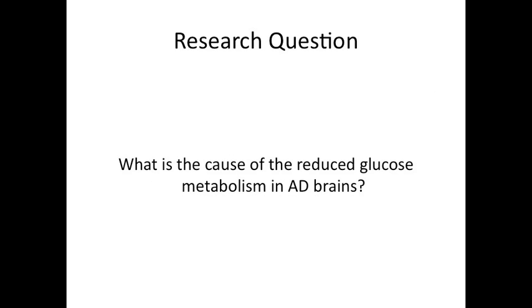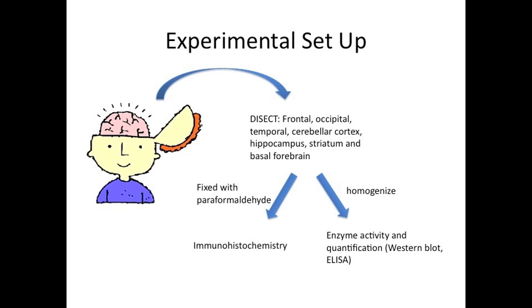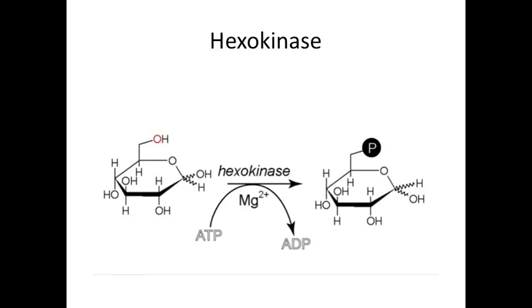This now brings us to the theme and overarching purpose of this study, to determine the cause of the reduced glucose metabolism in the Alzheimer's disease brain. To study this, researchers used post-mortem human brain samples. Samples were dissected from specific locations within the brain and either homogenized for quantification or fixed with paraformaldehyde for immunohistochemistry.